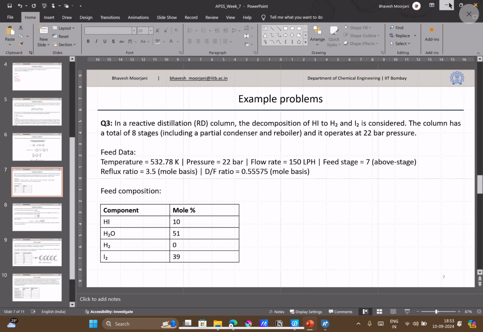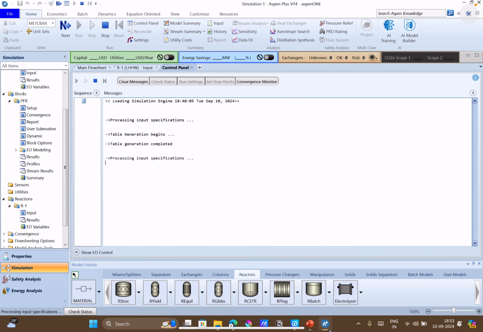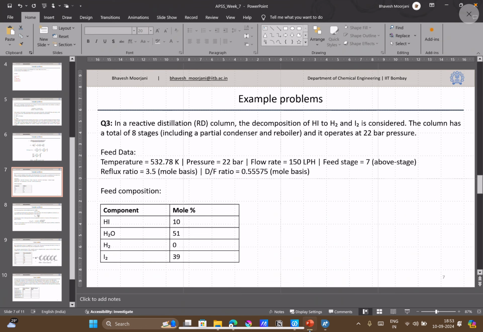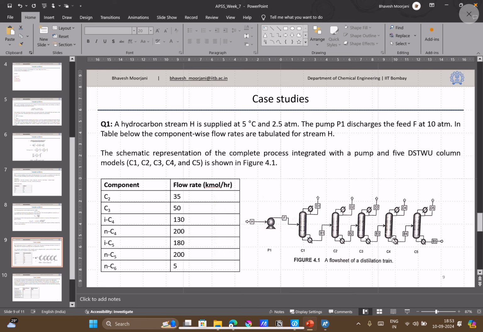After this we have another example of reactive distillation. If I recall, in our interaction session we haven't done any reactive distillation part, so that's why I have added this example. Obviously sir has taught it in his lectures, so we will do this reactive distillation example, and then after we will move forward with the distillation column in series example. Okay.